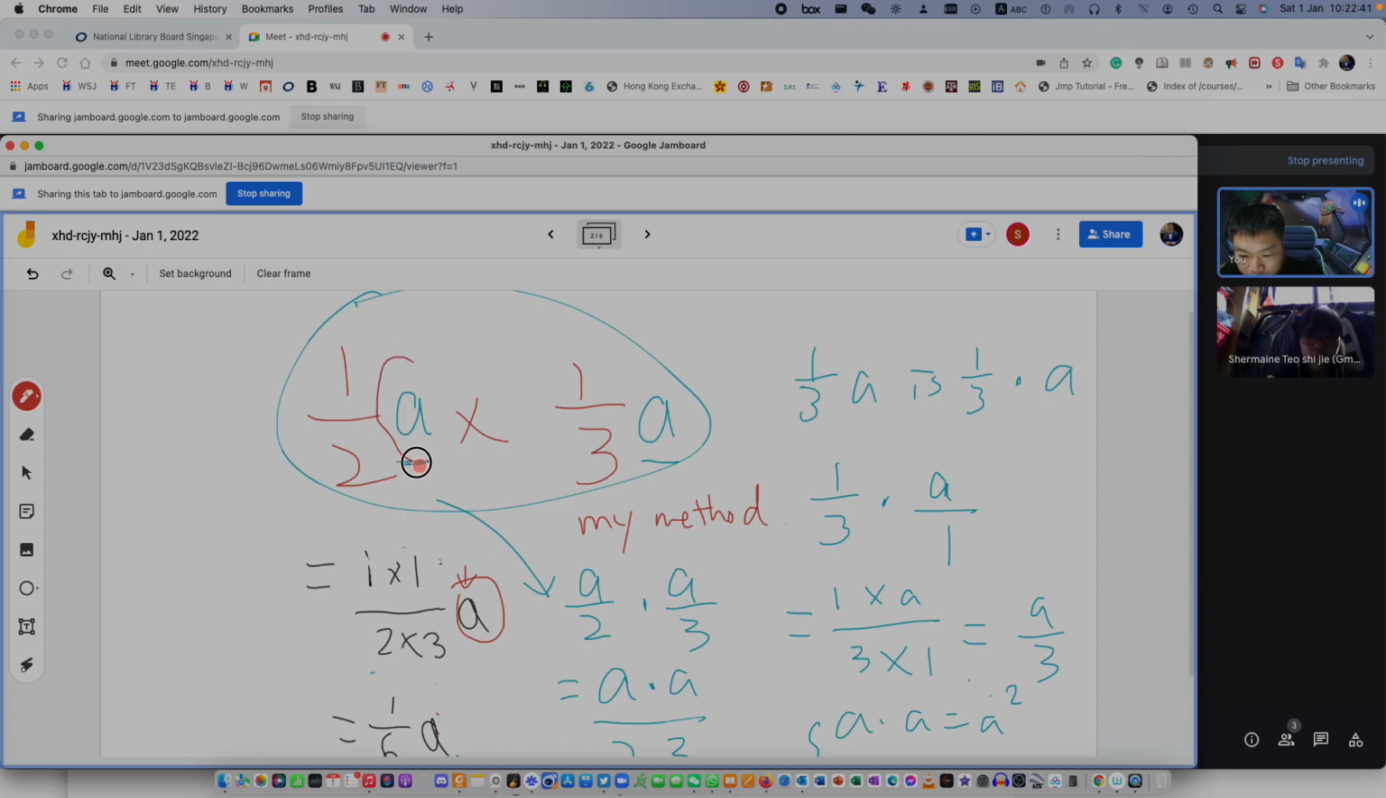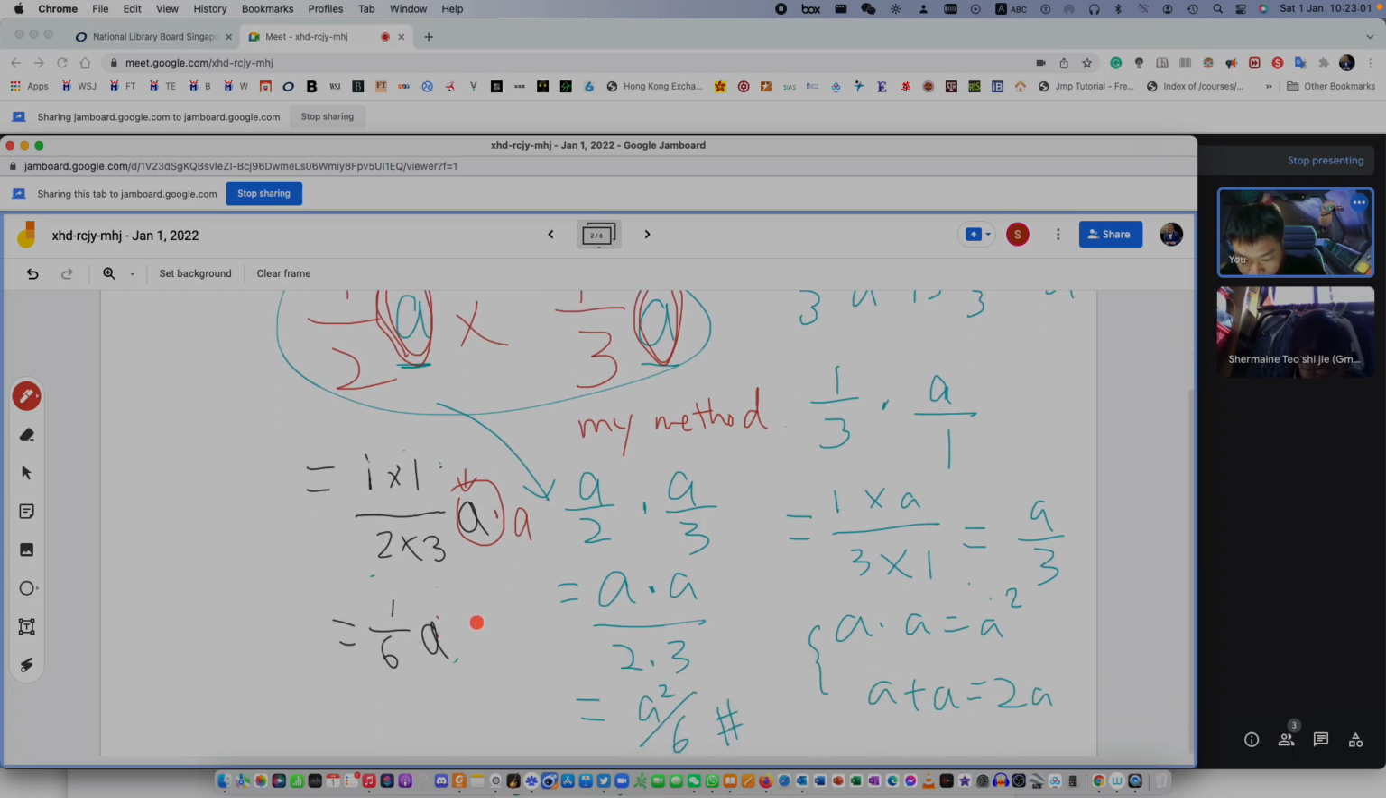Yeah. Can you not see you have an A here? You also have an A here. What do you think? Since you times the numerators together, you times the denominators together, and they both have the A, does it make sense for you to times the A together also? Yes. So if you times the A and A together, you have A times A at the back, and then if you continue, you will end up with 1/6 A squared.